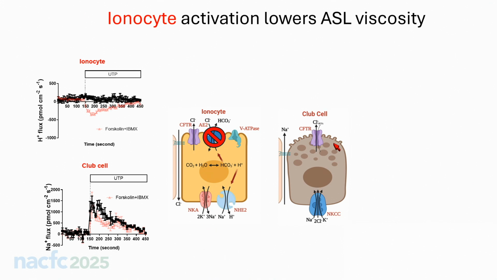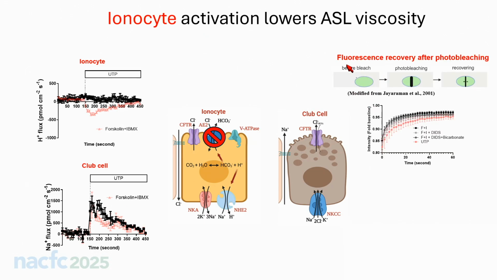We can also block this transporter with DIDS. It's another approach. And blocking with DIDS should also separate between the effect of ionocytes and club cells. And our hypothesis was, based on literature, that bicarbonate secretion may be important for the unpacking of mucins. So we decided to study the viscosity of the airway surface liquid using FRAP, fluorescence recovery after photobleaching. So we collect fluid, either stimulated with forskolin and IBMX or UTP, and with or without DIDS, and then we photobleach and see how fast the FITC-labeled dextrans return to the photobleached area.